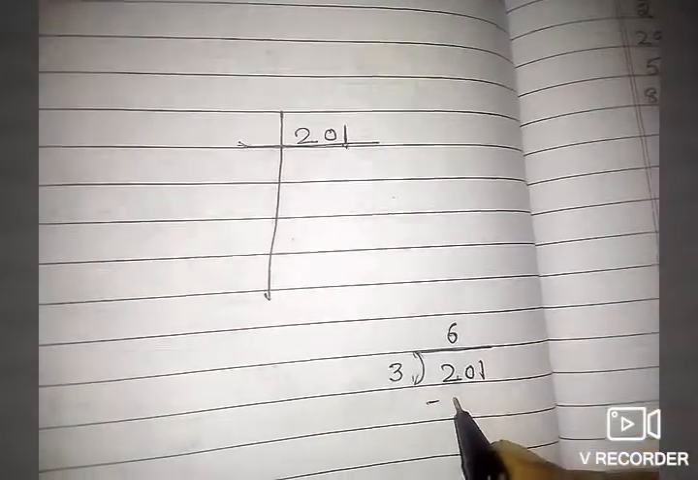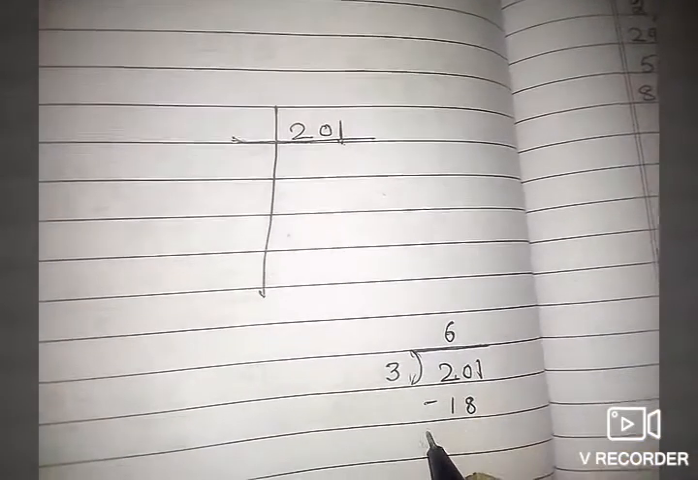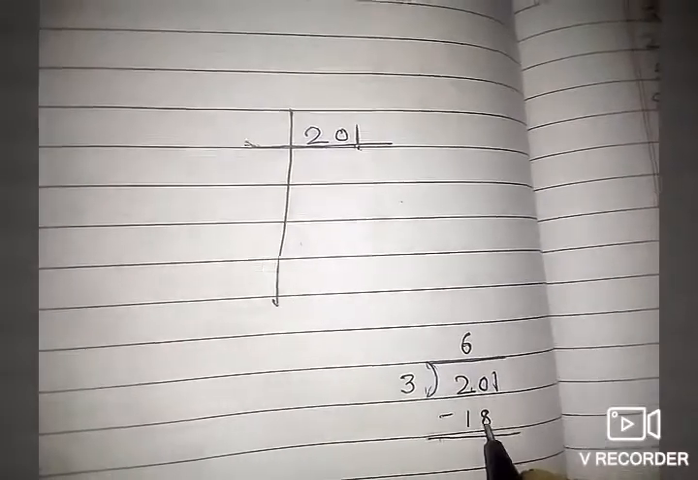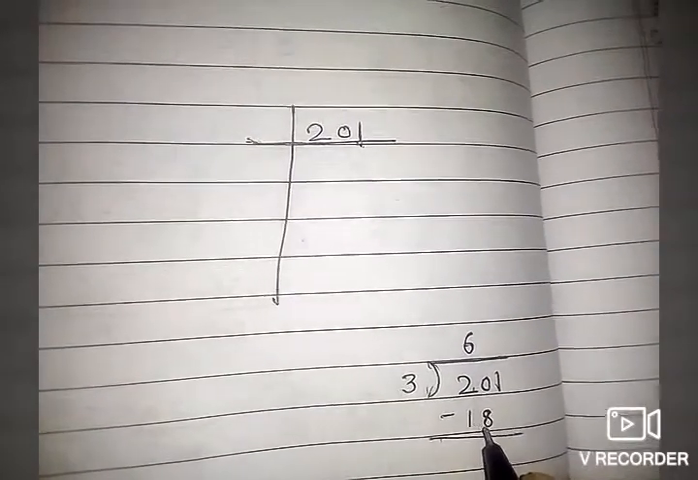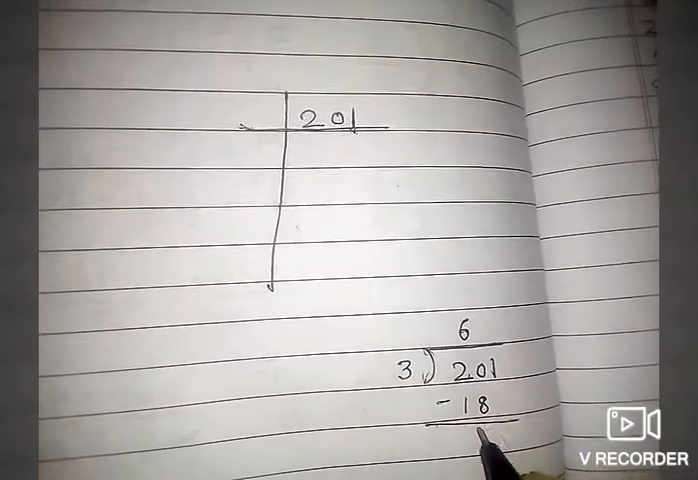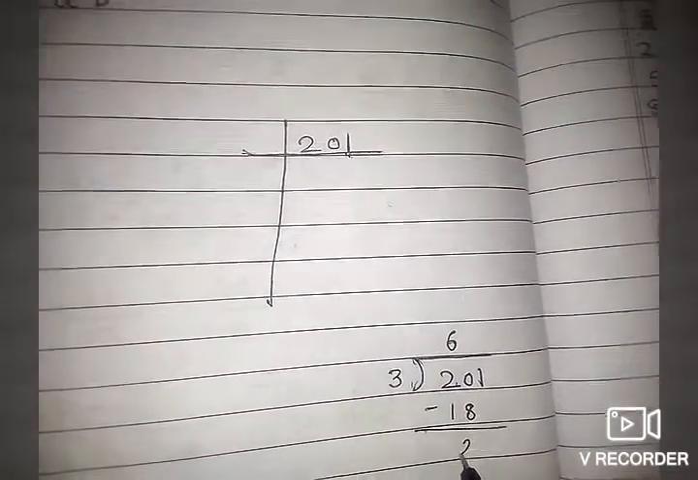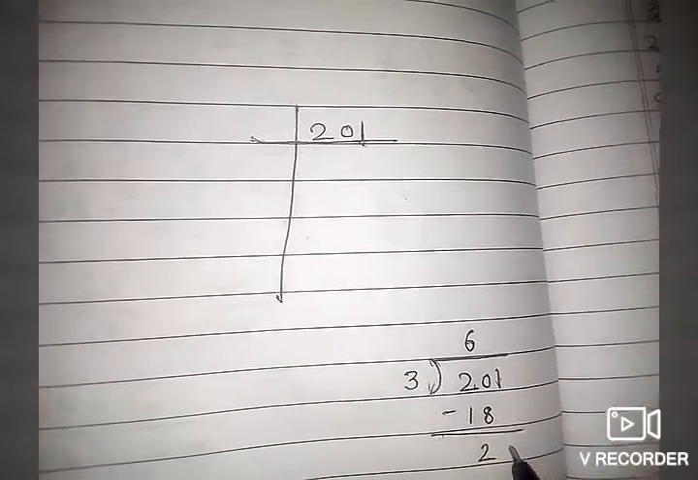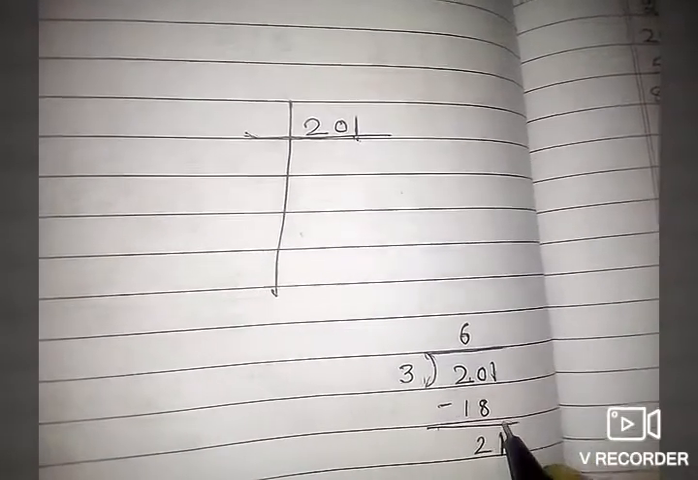3 6s are 18, because 3 7s is 21, and 21 is greater than 20. Now subtract this, 20 minus 18. Answer is getting 2. Now this one you have to bring down. Okay.